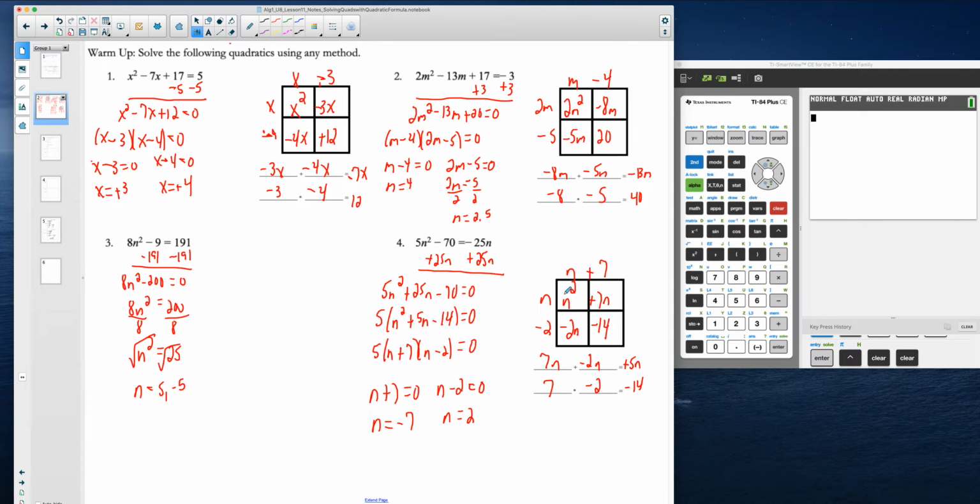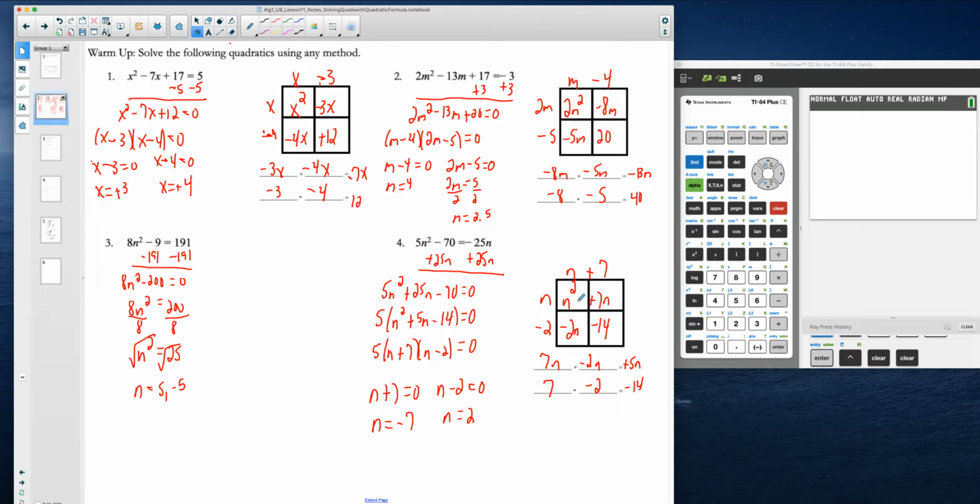A term in the upper left, C term in the lower right. A times C is negative 14. And then we have to add to get that positive 5n. So the combination we'd want is 7 times negative 2 is negative 14. 7n plus negative 2n is a positive 5n. Drop those two guys in up here. Our GCF in our first column is just 1n. Our GCF in the second column is a positive 7.